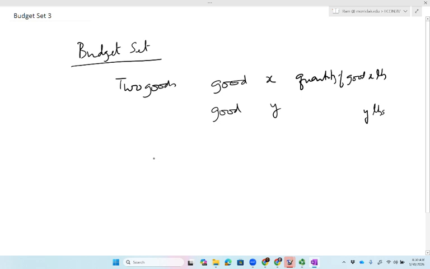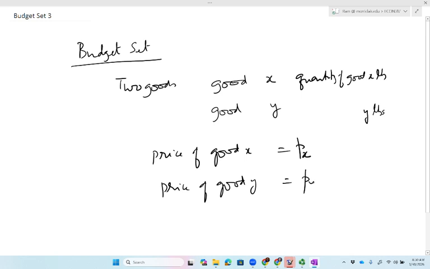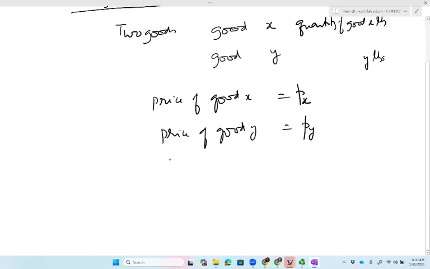Okay, the second information I need is the price of good X. I'll write it as P subscript X. Price of good Y, I will write it as P subscript Y, and then the income at hand to be I. Given this information, we can write down the equation for the budget line following the three terms which we had seen before.